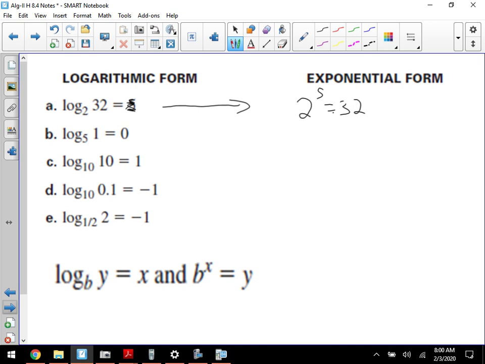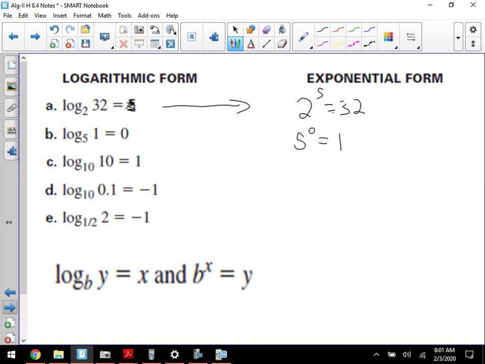Right? Next one says log base 5 of 1 is 0. Correct. 5 to the 0 is 1. Anything to the 0 power is 1. This means 5 to the 0 is 1.